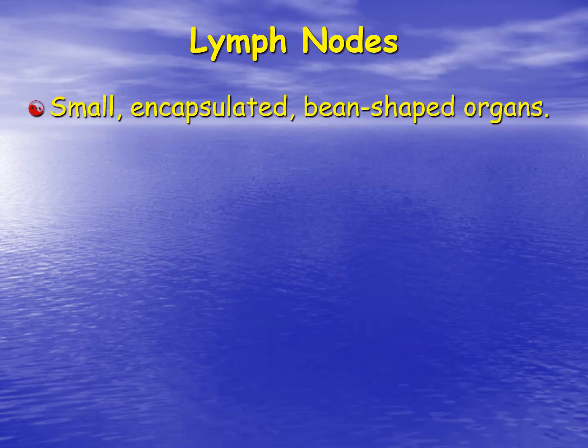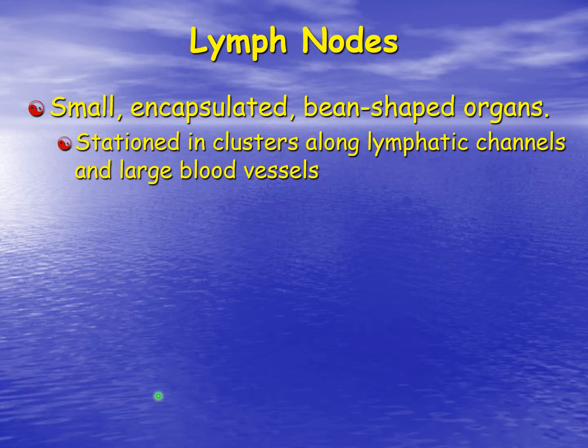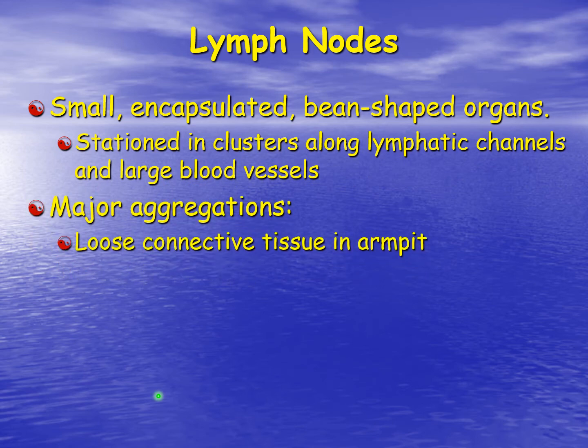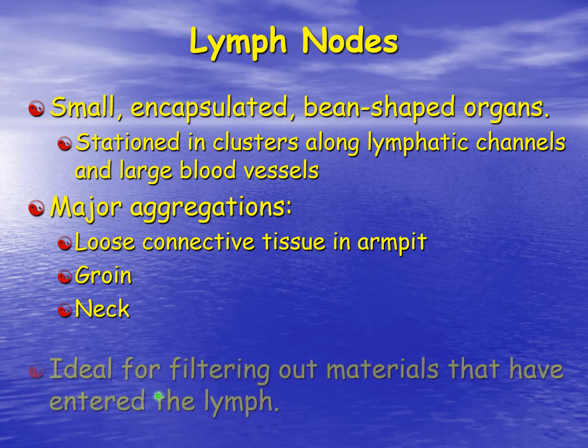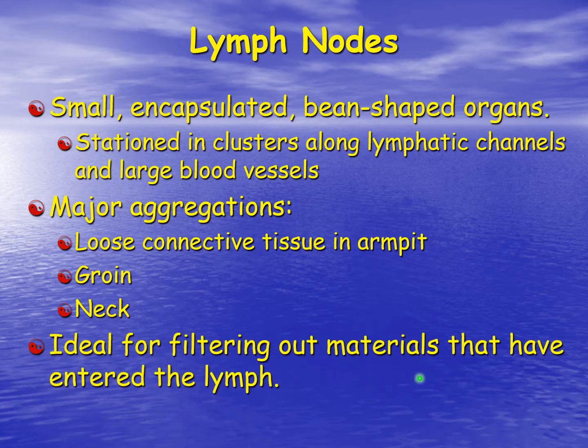The lymph nodes are small encapsulated bean-shaped structures that run along the lymphatic capillaries. They can be found in small groups or larger aggregated groups along the lymphatic channels. Major aggregations are oftentimes named, such as the axillary lymph nodes found in the armpit, the inguinal nodes in the groin, the cervical nodes in the neck, or the mesenteric nodes scattered throughout the mesenteric tissue of the abdominal cavity. They're ideal for filtering out materials in the lymphatic fluid as it flows through the lymphatic circulation.